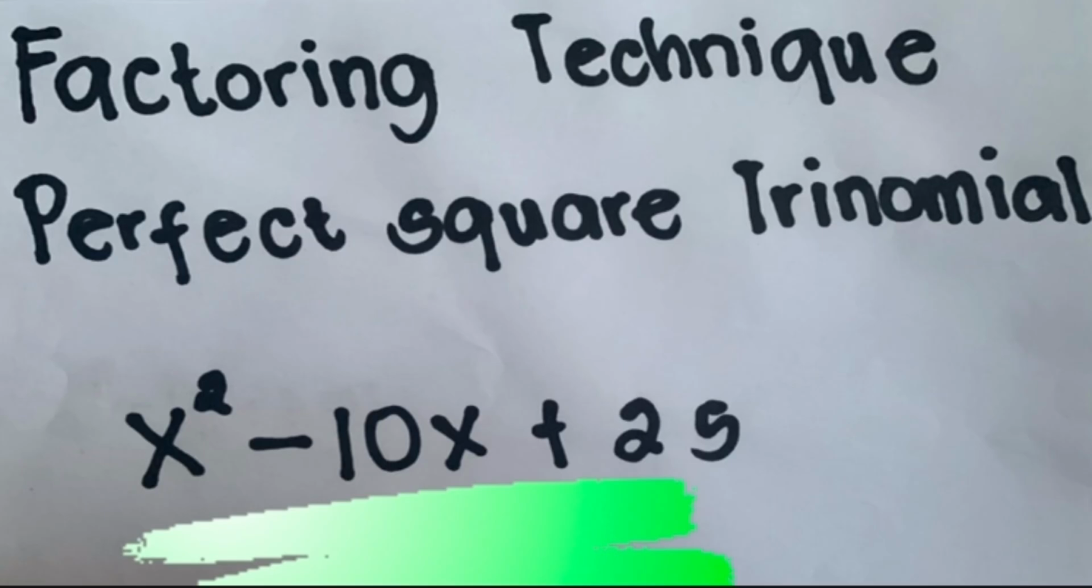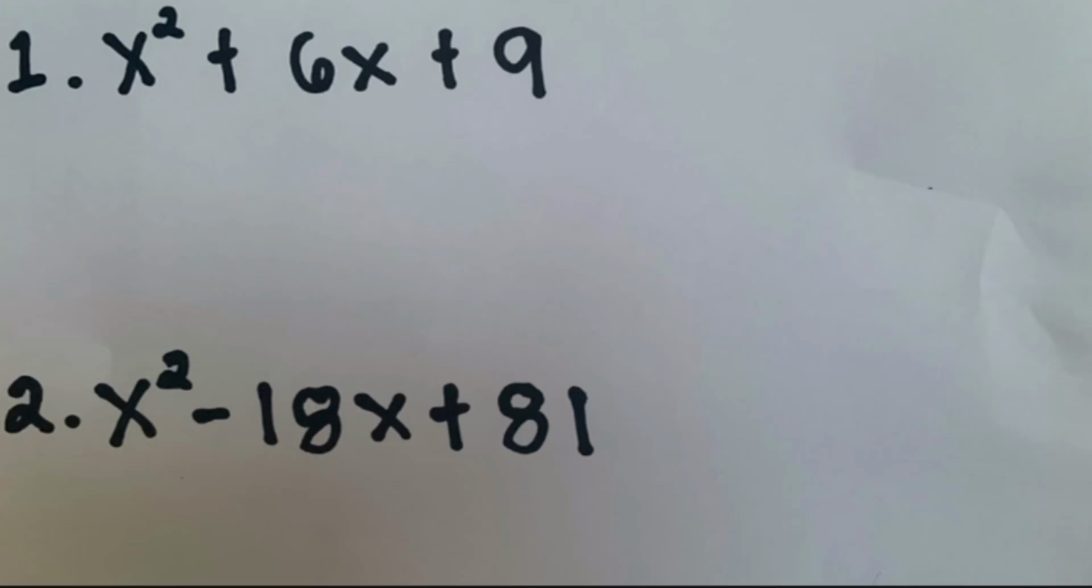Remember that. So to better understand how to factor a perfect trinomial, let us dig deeper with these given examples, and later on we will talk about the main problem. We have examples here. In item number 1, we are given x squared plus 6x plus 9. The question is, how do we know if the given trinomial is a perfect square trinomial?